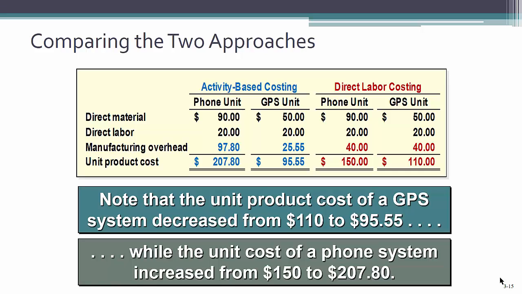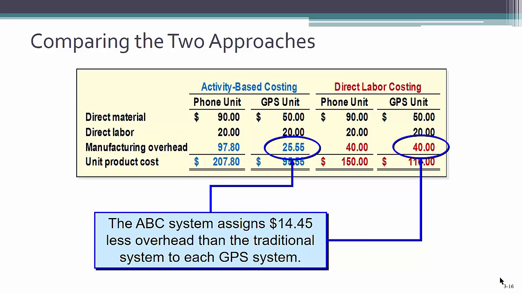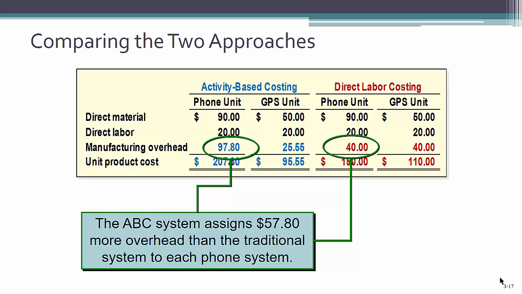The differences in the total unit product cost are a result of the two different approaches to assigning overhead cost. Specifically, the shifting of cost occurs because the ABC system assigns $14.45 less overhead than the traditional system does to each GPS system. That's $40 minus $25.55 is equal to $14.45. And the ABC system assigns $57.80 more overhead than the traditional system to each phone system.